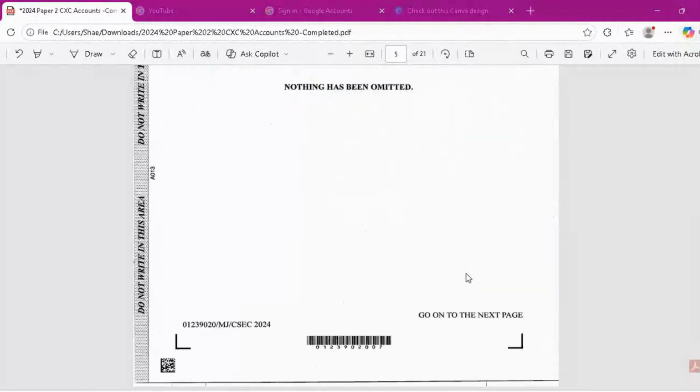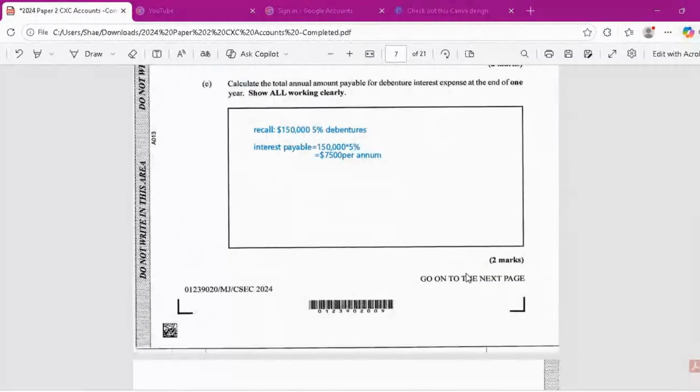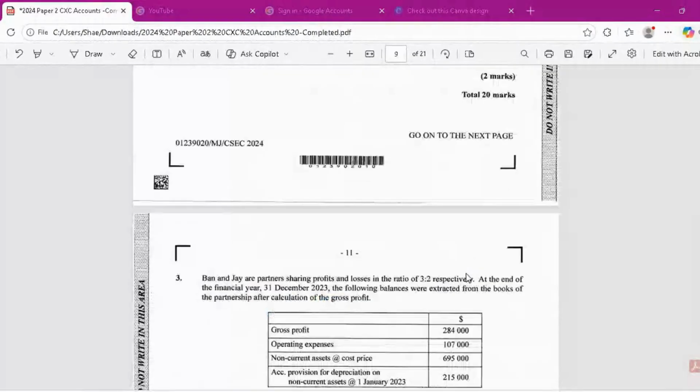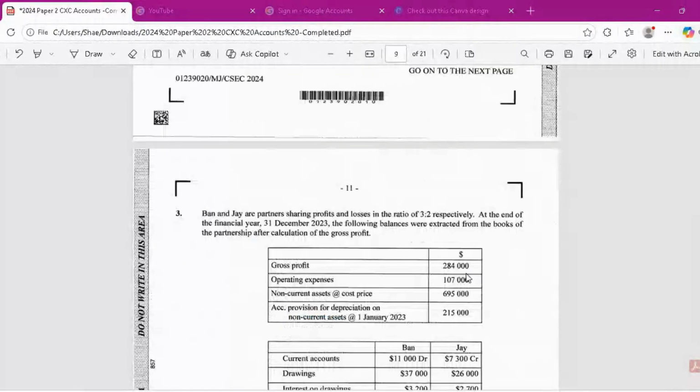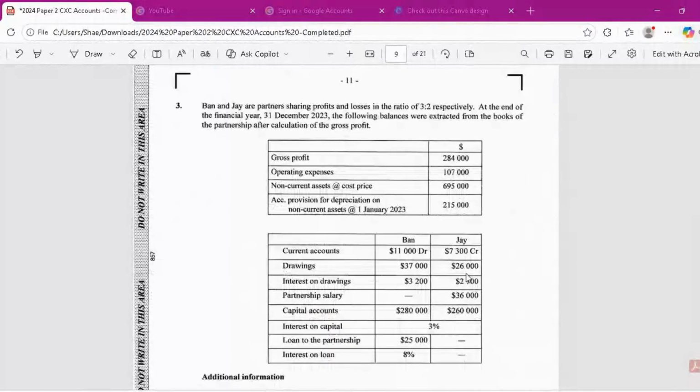Alright, so let us start with Question 3. Question 3 says, Ban and J are partners sharing profits and losses in the ratio of 3 to 2 respectively. At the end of the financial year, the 31st of December 2023, the following balances were extracted from the books of the partnership after calculation of the gross profit.